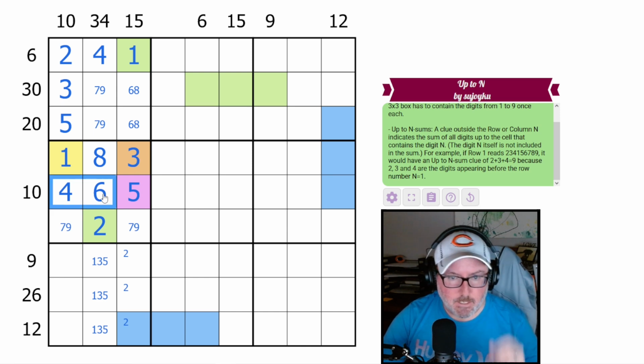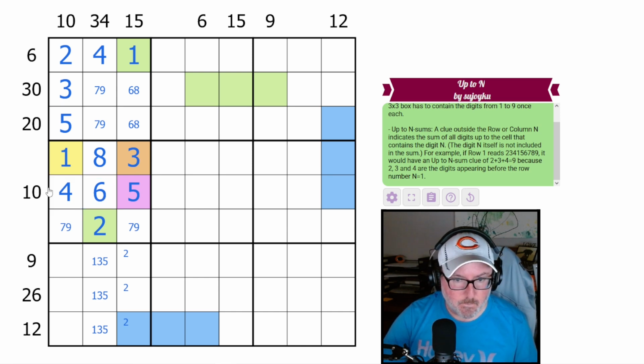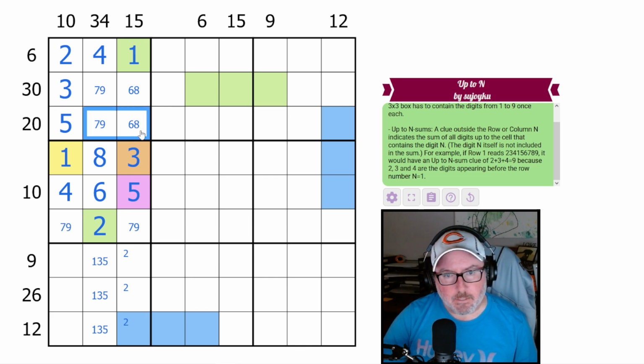What more? We know the 10 clue is done. Do we want to go into the 30 and the 20 here? Or are we looking elsewhere at the moment? What is the bare minimum these guys can be? So 7 and 6 would get us to 13, plus the 5 is 18.